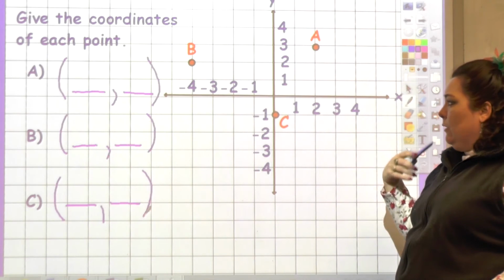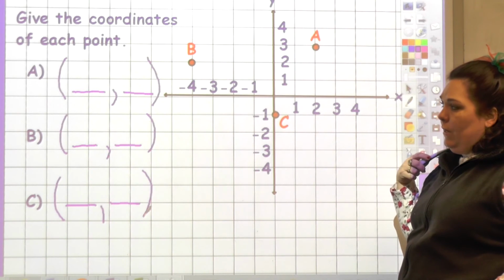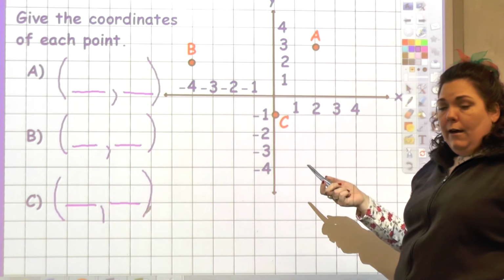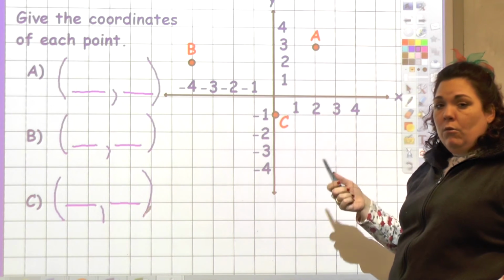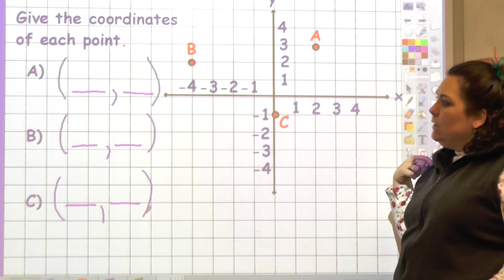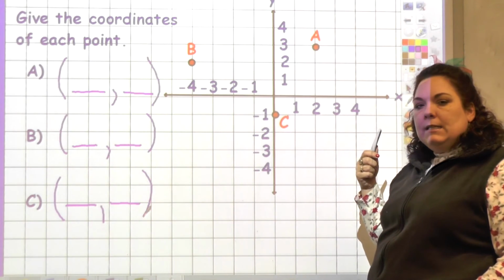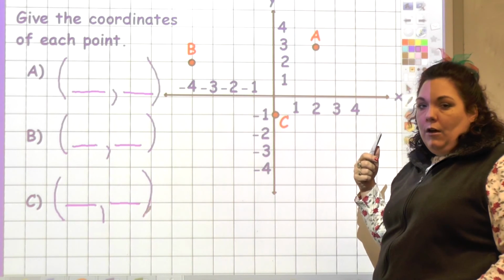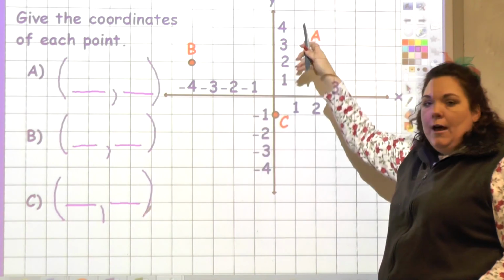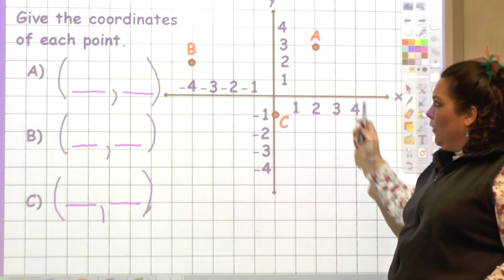You're going to be answering points on the graph, and you're going to be developing pictures by plotting the ordered pairs and connecting the lines. You're going to make drawings. So it's a lot of fun. It's just practice of either over right, over left, or up and down. So X first, Y second.